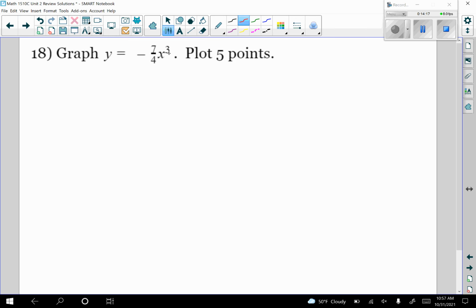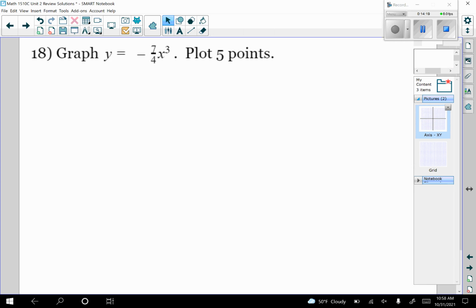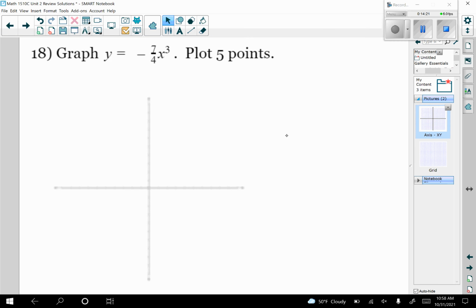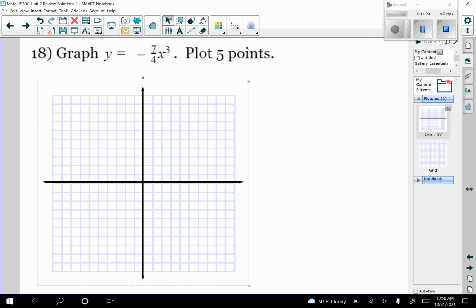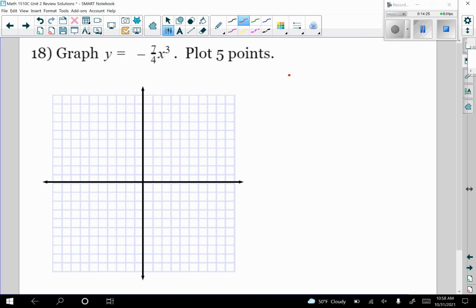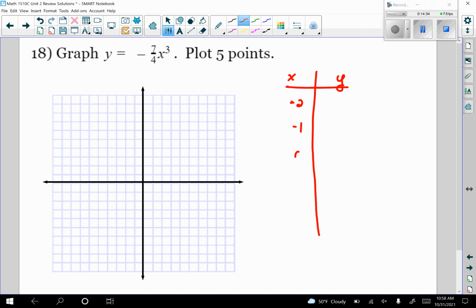All right, here we have, notice it's x cubed, we have a cubic function to graph. And again, we can make a table of values, especially for this one. And I'm just going to start with something very basic. I just want to go from negative 2, negative 1, 0, 1, and 2. So let's do the easiest one. 0 is going to be 0. I'll substitute these other values in.